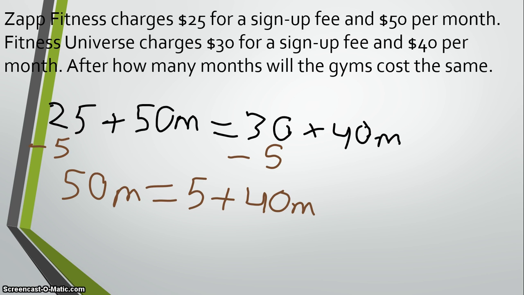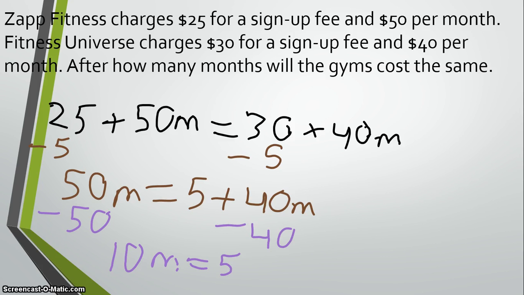So now we need to get the variable to the other side. So it's going to be 40m minus 40m and 50m minus 40m also. So that'll leave us with 10m equals 5, and I put 50 instead of 40. My god, I'm a god. Alright, that sentence made sense. Anyway, back on topic.